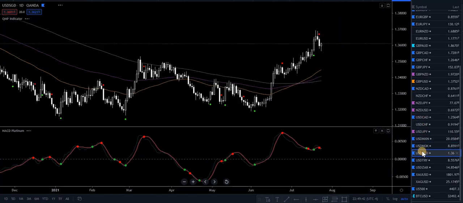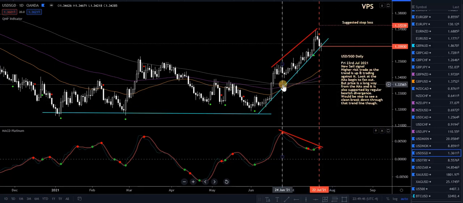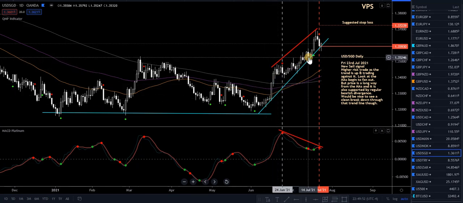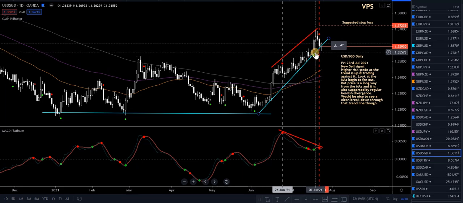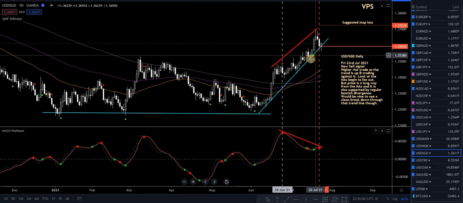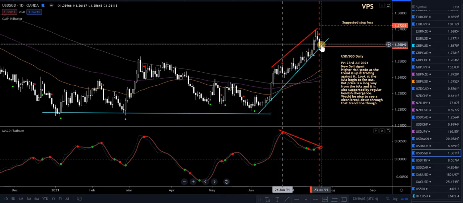USD Singapore dollar, this thing's been firing up, and the last signal was a sell, second attempt. There's your first one there. It was stopped out for a loss. Now, the second attempt is here. There's a trend line. I've drawn this trend line across these lows. You can see it's pretty obvious.